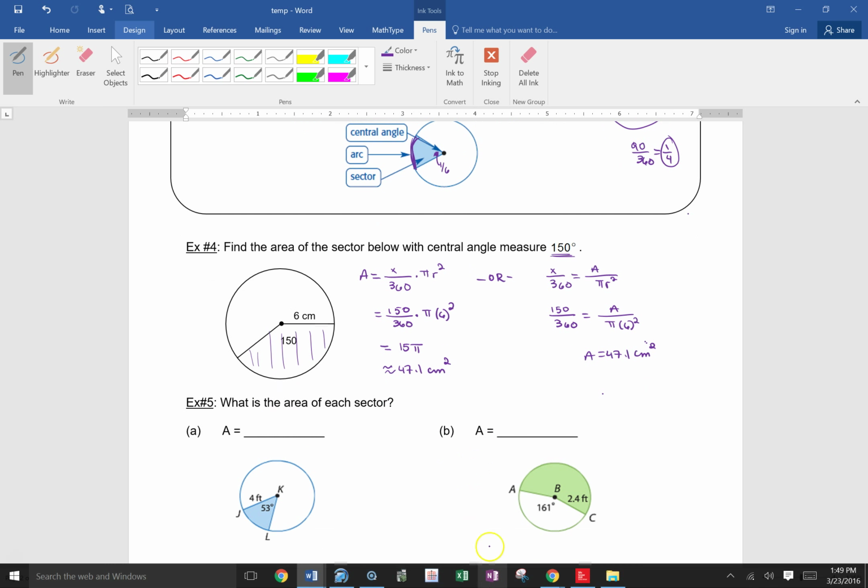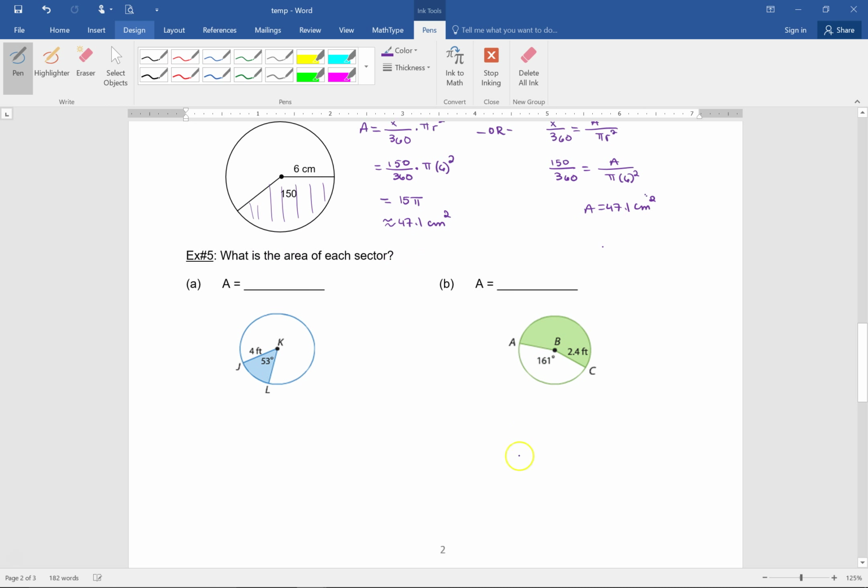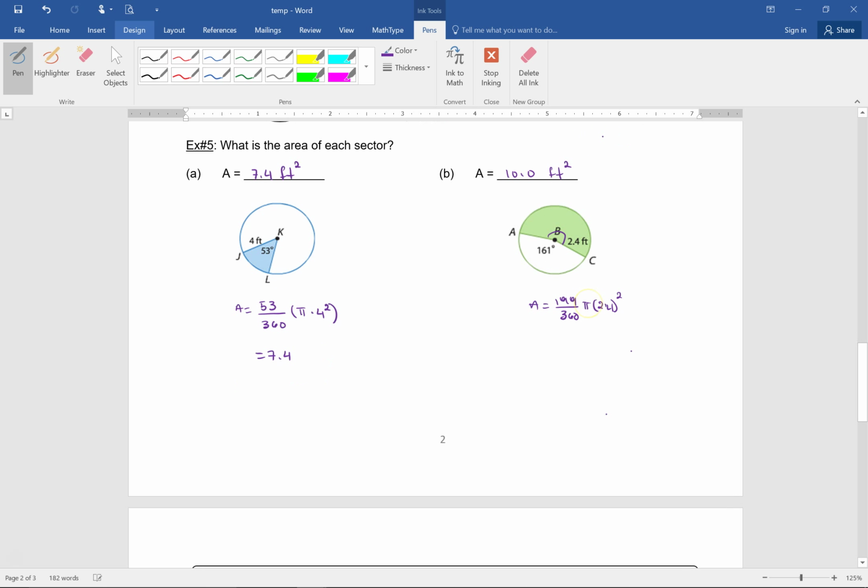All right. So I'm going to give you half a minute to do this one. I'm going to pause for a minute. Half a minute. Right. The answer is 7.4. 53 over 360 times pi r squared. Now in this next one, what is the angle of the shaded part? 199. So the area is going to be 199 over 360 times pi r squared. And the area is about 10 square feet. All right. Moving on.